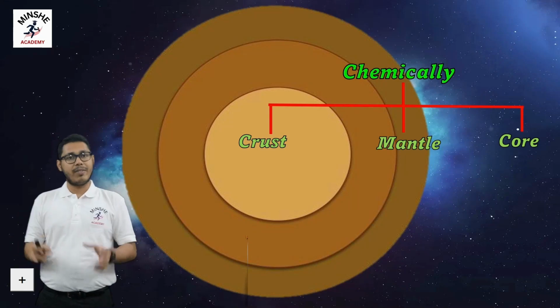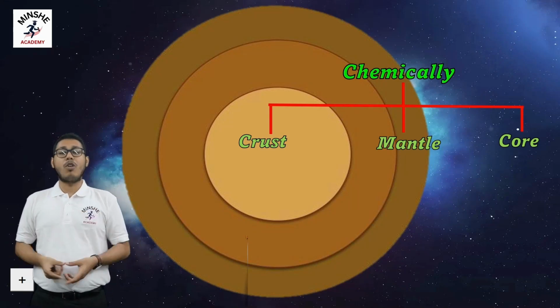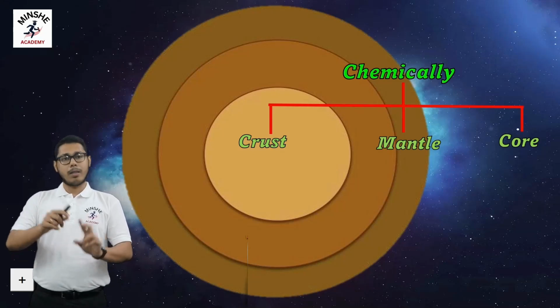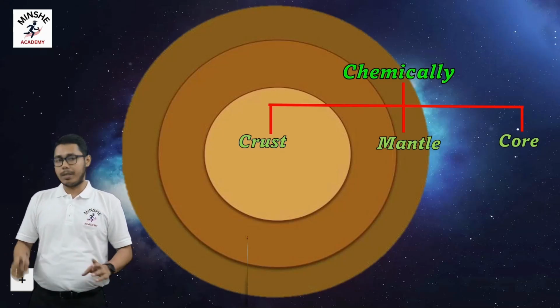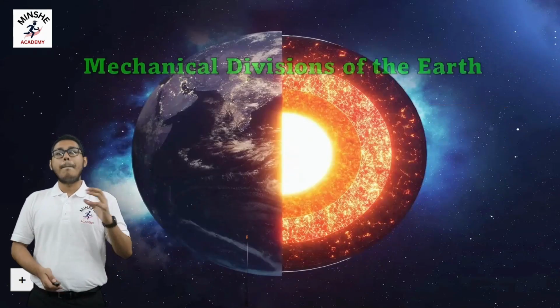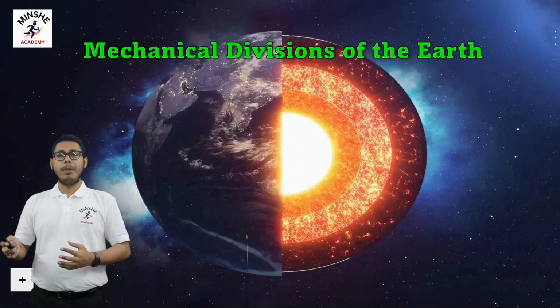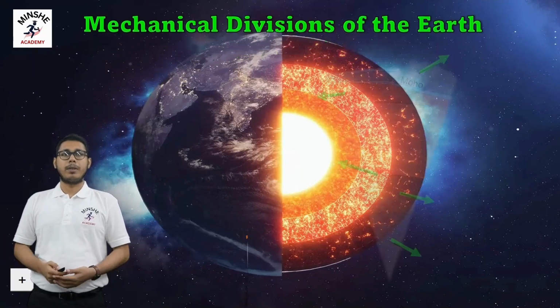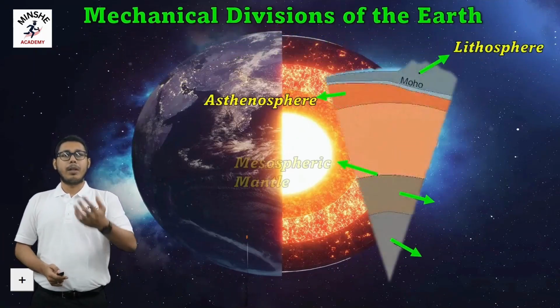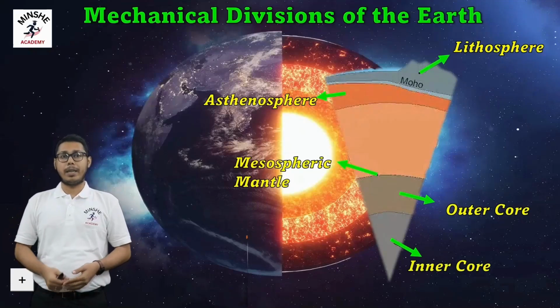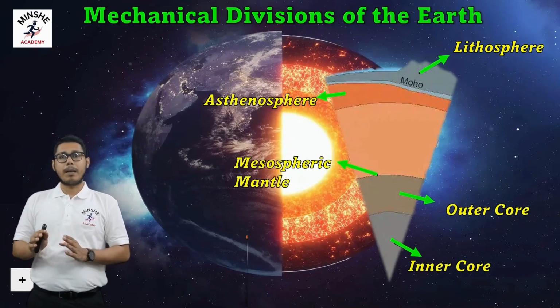So mechanically and chemically it has been divided, and all these layers are in the form of concentric circles. Clear? Concentric circles, number 1, and the divisions are on the basis of this. Now, first we will be dealing with the mechanical divisions of the Earth, and then we will move further to the chemical divisions. So here you can see the mechanical divisions. This is basically a vertical section of the Earth. First you can see the lithosphere.